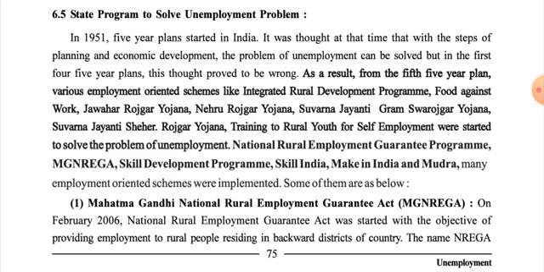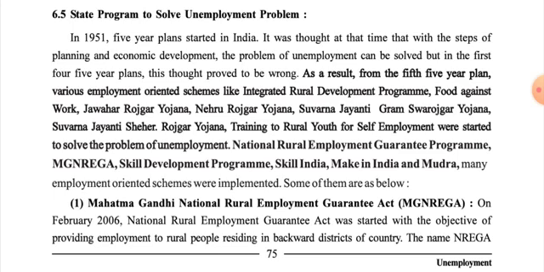So this is subject economics. We are discussing chapter number 6, that is unemployment. And this will be our lecture number 17th and last lecture of this chapter. In today's session, we are basically discussing the state programs to solve the unemployment problem. This is the normal question which can be asked either for 3 marks or for 5 marks.